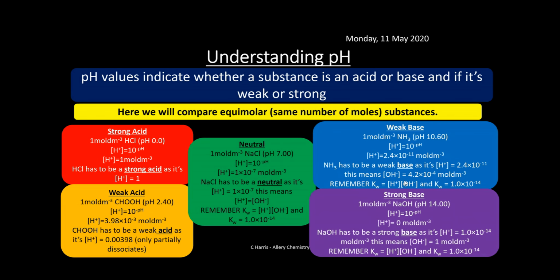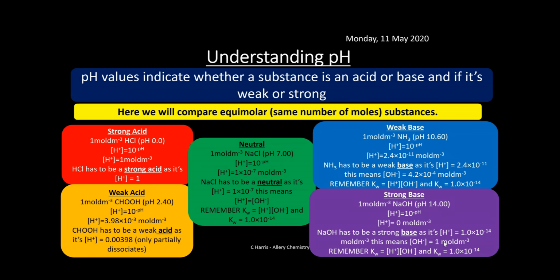So a strong base is sodium hydroxide. 1 mole per dm cubed of sodium hydroxide gives us a pH of 14 because it's a strong base. Put the figures in, and the concentration of H plus ions is 0 because in a perfectly strong base we assume there are no H plus ions at all, because it is wholly basic. So we would expect a concentration of H plus ions to be 0. Its concentration of H plus ions is 1 times 10 to the minus 14. What this means is the concentration of OH minus ions is 1 mole per dm cubed. So in other words, we've got loads of OH minus ions but no H plus ions.